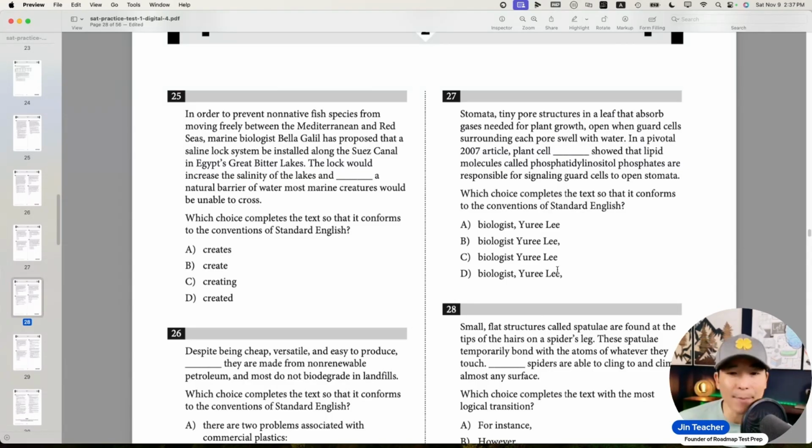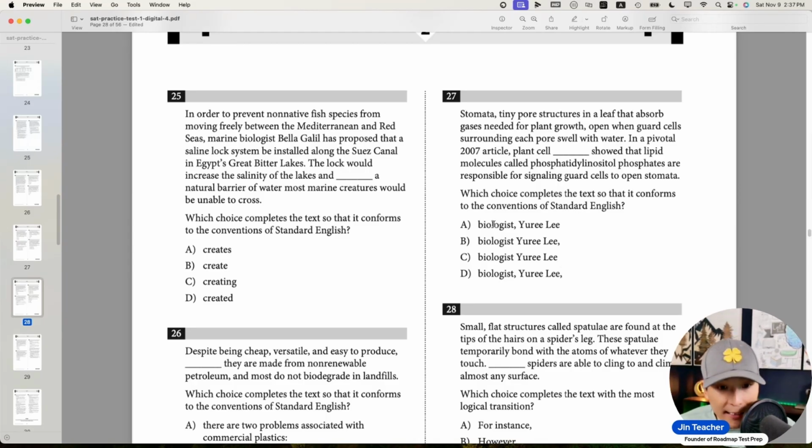So there's certain types of comma rules that you have to know. If you guys don't know the comma rules that are tested on the SAT, watch my previous video. I go over every single comma rule that the SAT tests. It's a 2-hour video, but it's worth watching because it explains everything that you need to know about commas on the SAT.